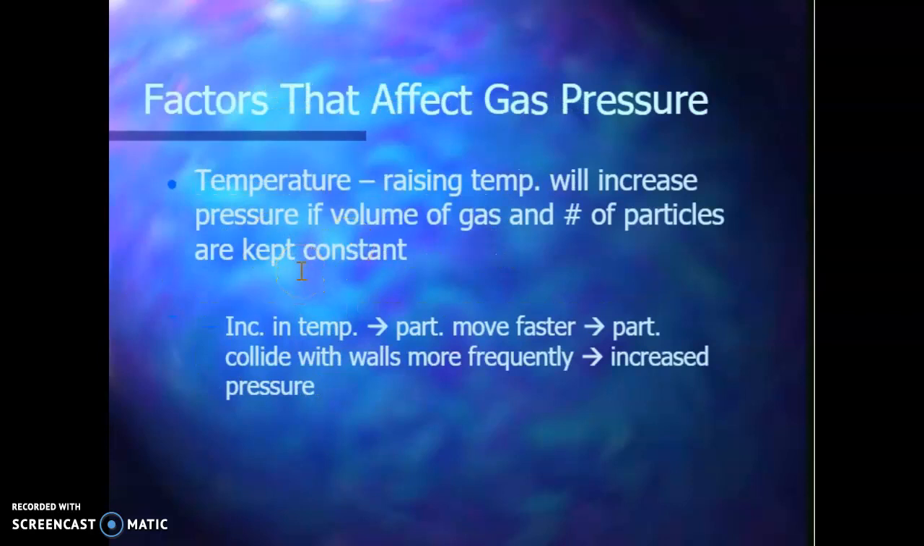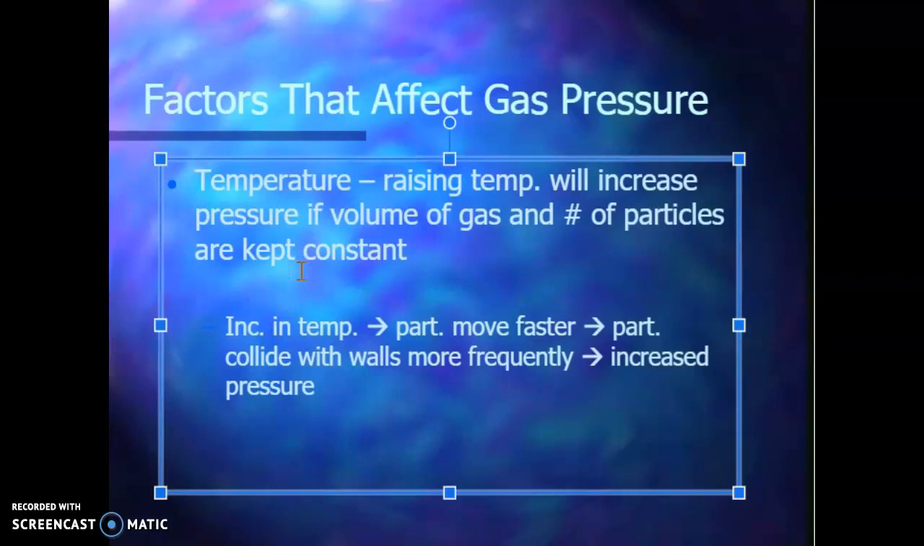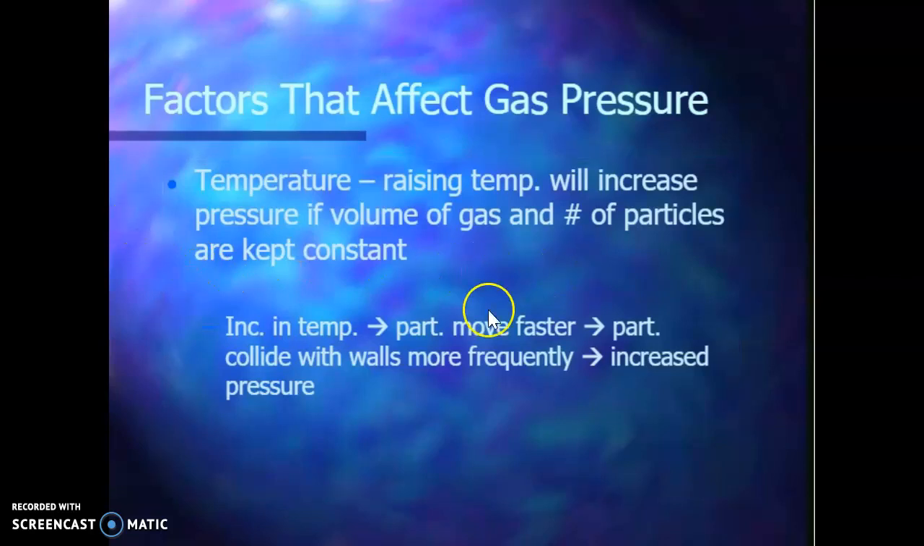So, let's talk about all the different factors that affect the pressure of a gas. First of all, pressure can be affected by temperature. When you raise the temperature of a gas, you cause that gas to have more energy and move around faster. When the particles move around faster, they collide with the walls and with each other more frequently. We said that the more those particles collide, the higher the pressure is going to be. So if you increase the temperature, you're going to, as a result, increase the pressure.